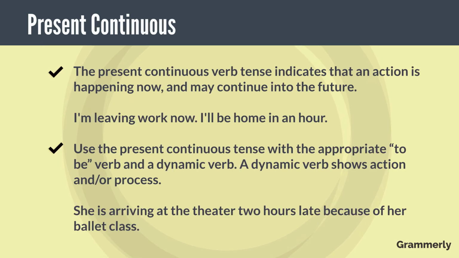Present continuous. The present continuous verb tense indicates that an action is happening now, and may continue into the future. I'm leaving work now. I'll be home in an hour. Use the present continuous tense with the appropriate "to be" verb and a dynamic verb. A dynamic verb shows action and/or process. She is arriving at the theater 2 hours late because of her ballet class.